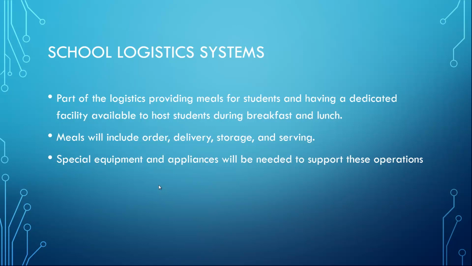Meals will include order, delivery, storage, and serving of these meals. So that's another logistics part of the system that needs to be dealt with. And for that, if we are going to order, then we need special equipment and appliances that will support the operations for meal delivery, storage, and serving, including fridges or maybe stoves or ovens or microwaves or whatever other appliances are needed to provide the service or to complete this type of logistics.